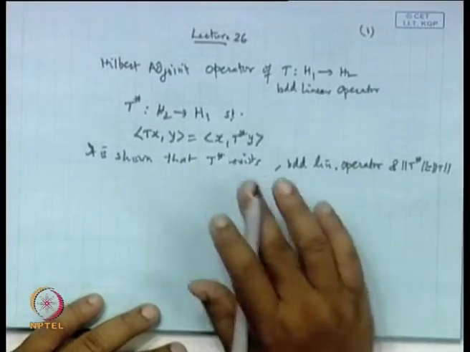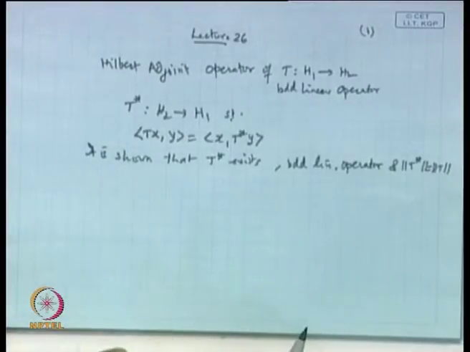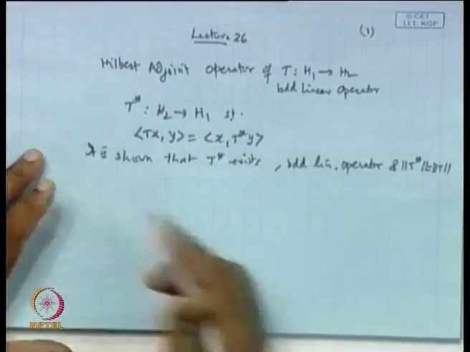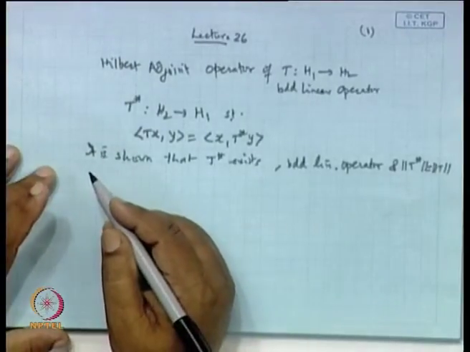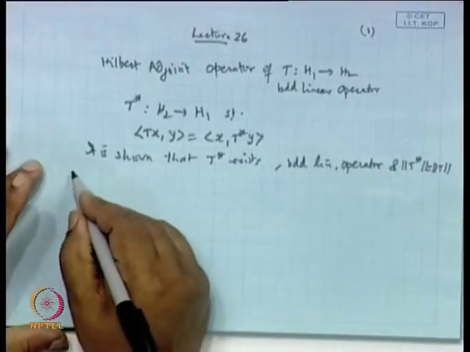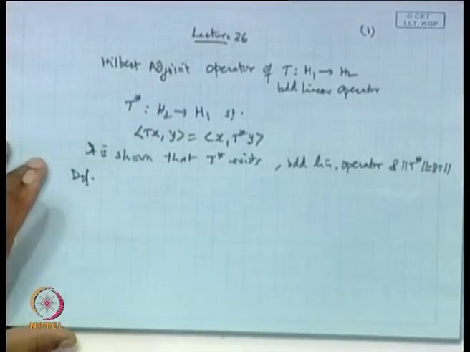Now, with the help of this Hilbert adjoint operator, we can classify the bounded linear operators and have further subclasses for the bounded linear operator: a self-adjoint operator, unitary operator, normal operator, and so on. So, with the help of this Hilbert adjoint, we can define the following for the bounded linear operator.